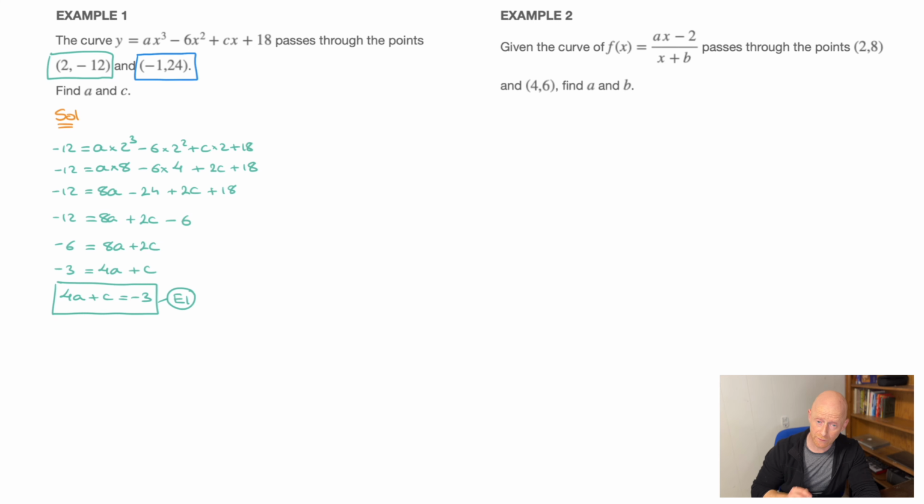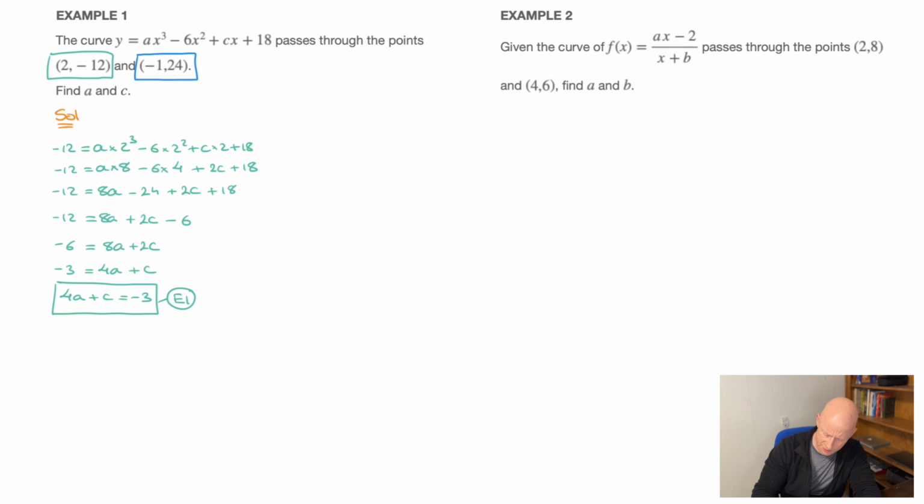Okay, now that I've used the first point that we had, (2, -12), I turn over to the second point we were given, (-1, 24). And in a similar way, I'll replace every x I have inside my function's equation by -1, and I'll replace the y on the left-hand side here by 24.